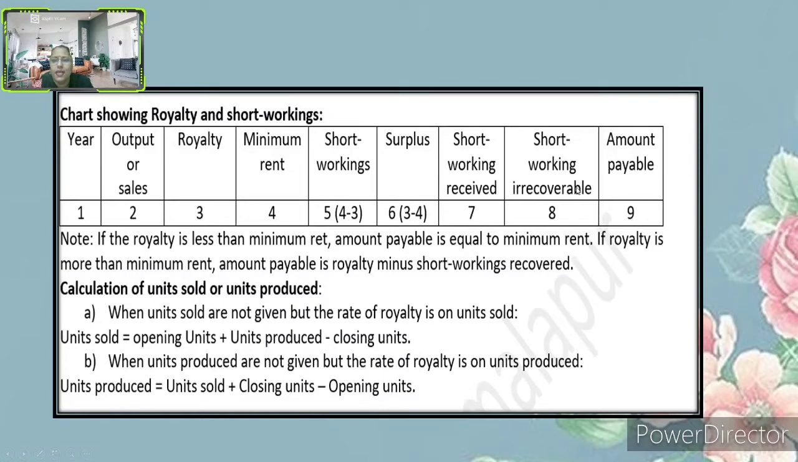short workings irrecoverable, and the amount payable. In this way, we have a total of 9 columns here. Now let us go through them one by one. First, the year. Here we have to take the year.